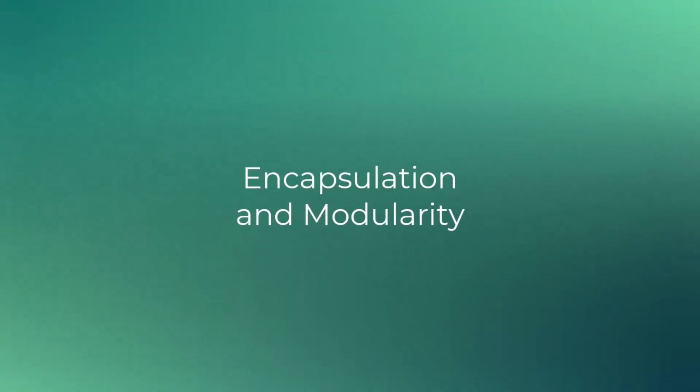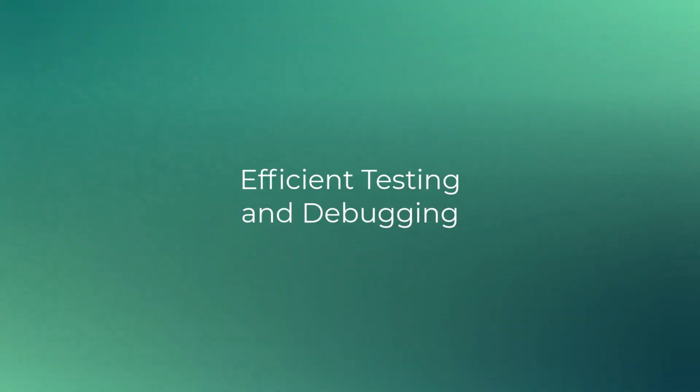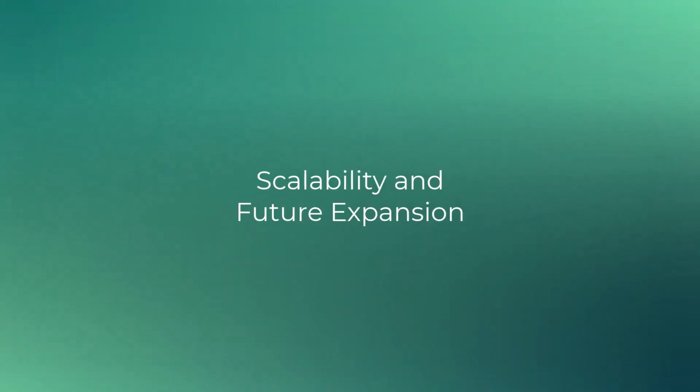We can also talk about encapsulation and modularity. Hierarchical inheritance promotes modularity and data hiding, preventing unauthorized access and ensuring data integrity. Also, efficient testing and debugging are possible. One more advantage is scalability and future expansion.